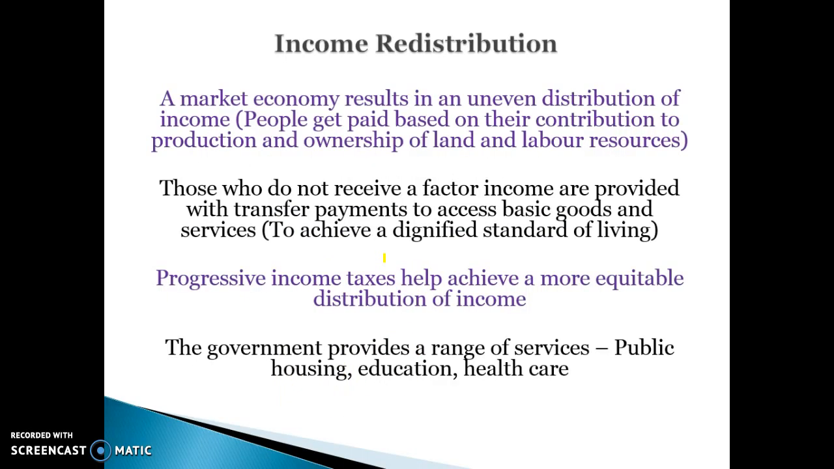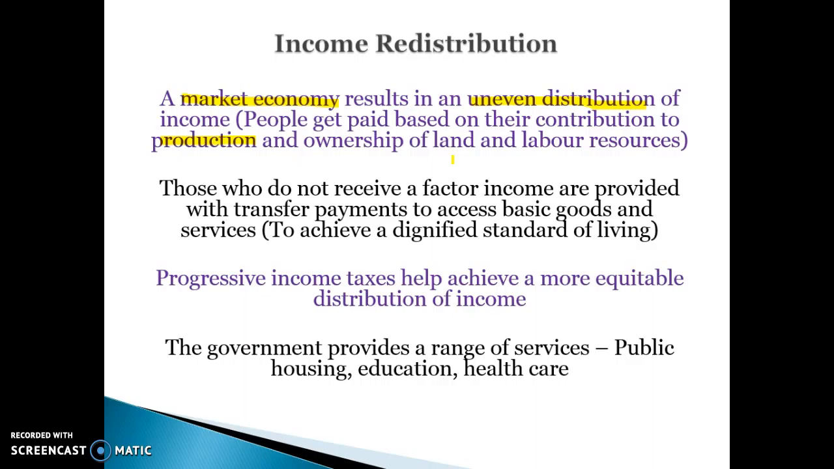And the first one is to redistribute income. A market economy is great because it promotes incentive to be efficient and productive and work hard and get an education, but it also results in an uneven distribution of income. Because in a market economy, people just get paid based on their contribution to production. If you're smart, if you can get a good job, if you've got access to land or good labour resources, you'll get a really high income. But those who do not receive a factor income don't get anything in a market economy.